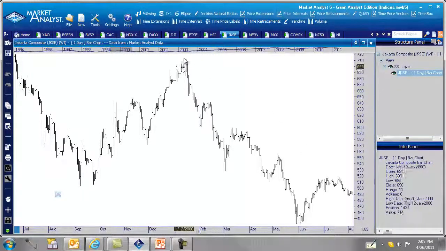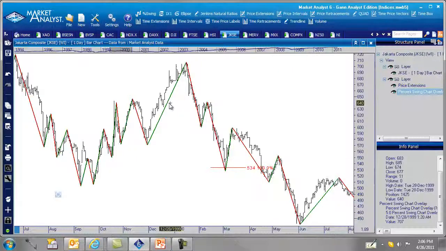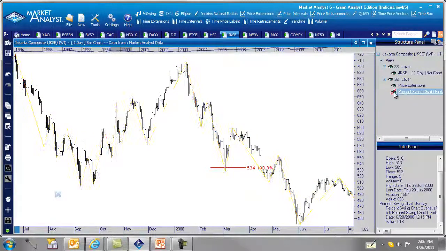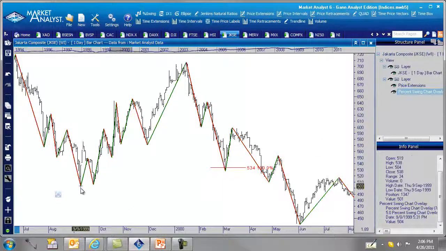So here's the symmetry, AB equals CD. So let's do the price extension from the high to the low. High, drag that across. If you're having trouble finding the highs and the lows, you can also put one of those, the percent swing overlay, on your chart. Turn it off if you want there. And then we go down to the low. Once again, percent swing overlay is going to tell you, okay, it's this one here.